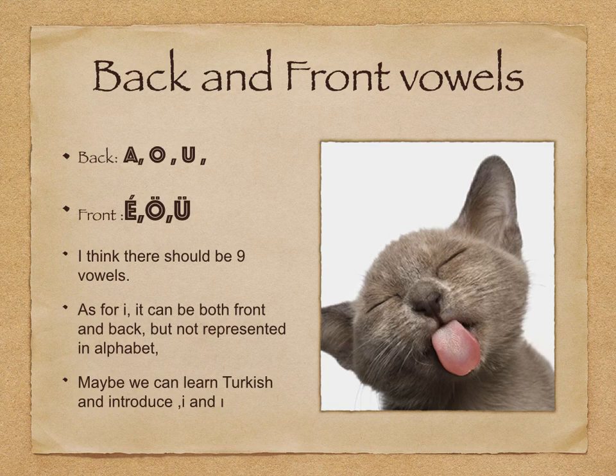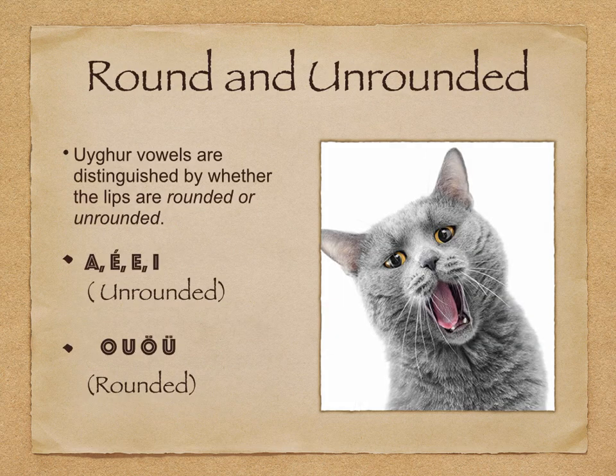Because e can be both front and back. Well, actually, it's just e. It can be, but I think we should make it also like a ı, so that we can have ı here and e here, ı as in back and e as in front, right? We don't have it in the script, but we do have it when we speak it. So yeah, rounded and unrounded.